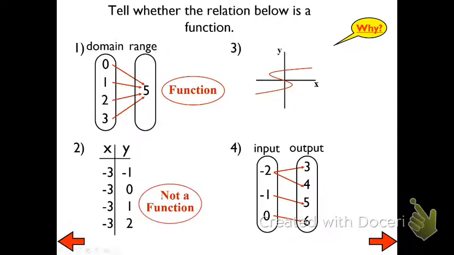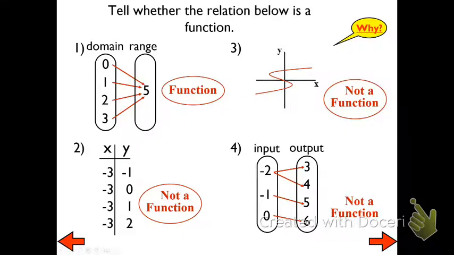Number 3, if I draw a vertical line, it's going to hit it in 3 different spots. It's not a function. Number 4, -2 could be 3, -2 could be 4. Okay, when I punch -2, I don't know if I'm going to get candy bar 3 or candy bar 4. Therefore, it is not a function.